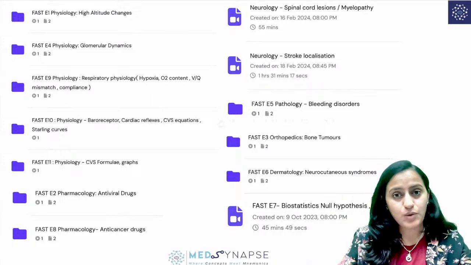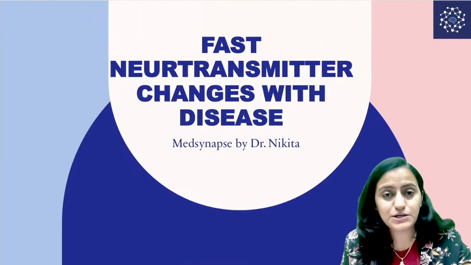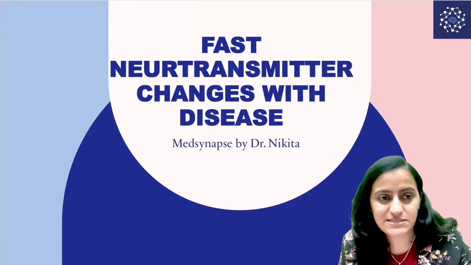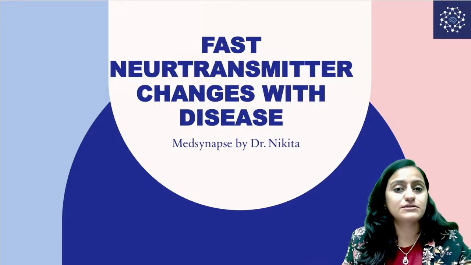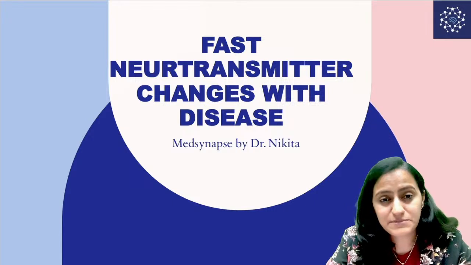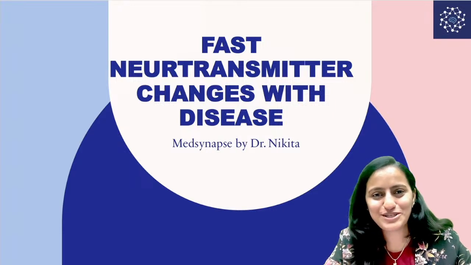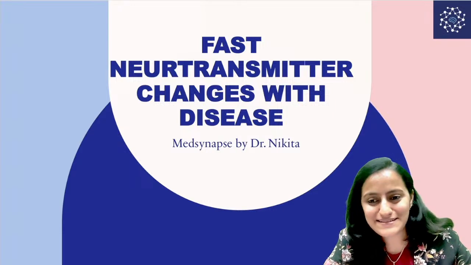Somebody who wants to read these topics from First Aid, right? So this is the next topic that we are doing, neurotransmitter changes with disease. What happens in Alzheimer's, what happens in Huntington's chorea, depression, anxiety, right? What neurotransmitter decreases and what increases, right? This is one of the most frequently requested topics, and that's the reason that we are doing that.